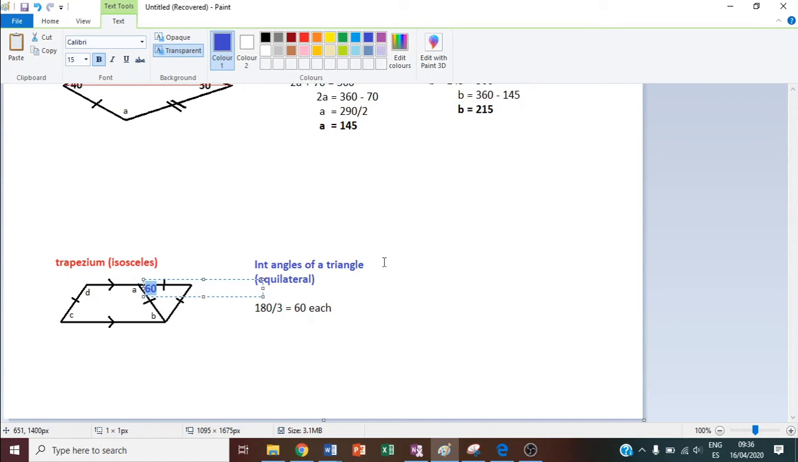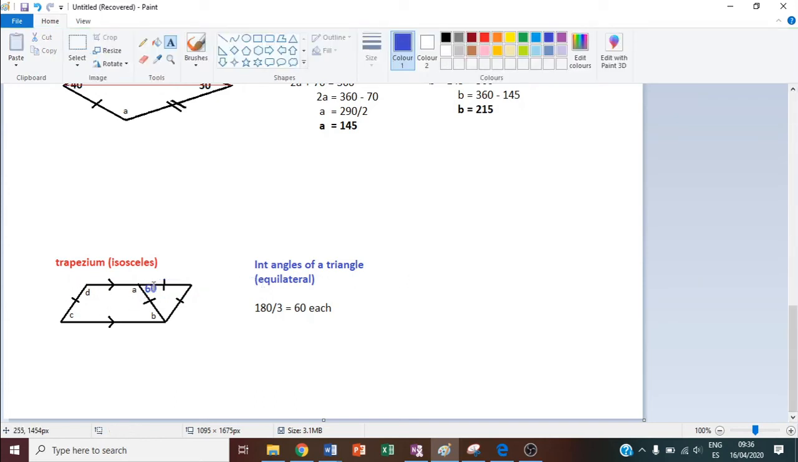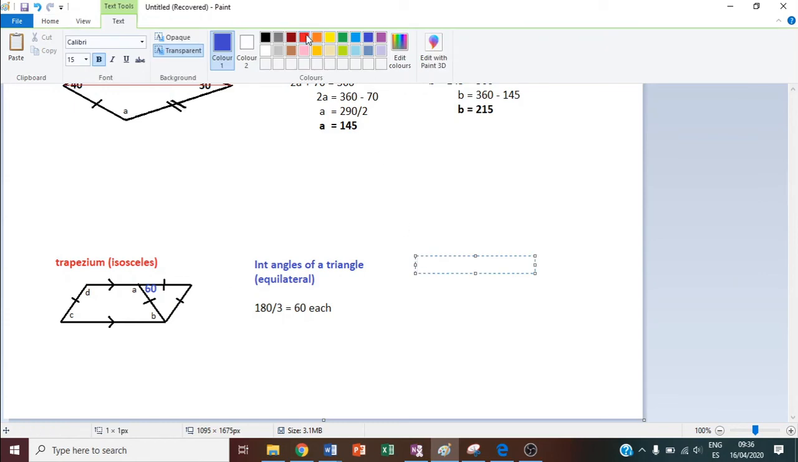Okay, so that's 60 degrees, and that's going to help me with A, because looking at this shape here, although that 60 degrees is inside the equilateral triangle, it is outside of my isosceles trapezium. It is an exterior angle because it makes a straight line. It continues just this straight line. It's an exterior angle of this trapezium, and it makes a straight line with angle A. So I'm going to make that my next rule. Let's do this in red.